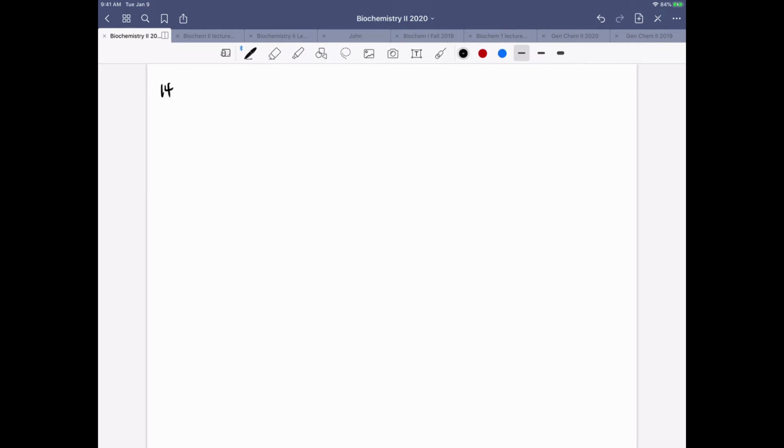It says, draw a mechanism for the Claisen condensation between a thioester and an alpha-keto acid. So it asks us to do it with acetyl-CoA and oxaloacetate. So we're really looking at the chemistry that happens with citrate synthase. So let's first draw oxaloacetate. All right, so this is oxaloacetate. And we're going to do chemistry with acetyl-CoA.